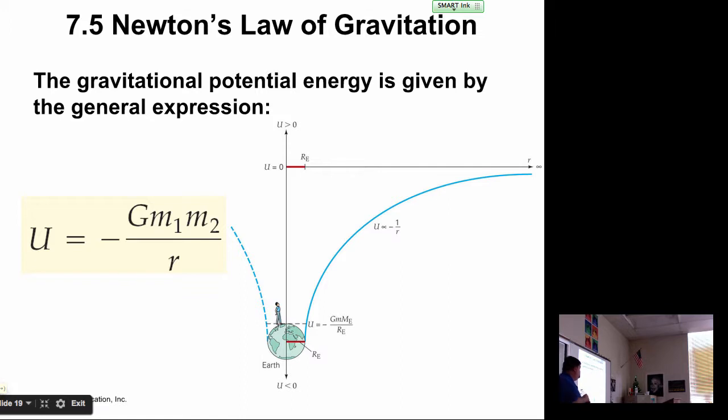Now that's important because you're going to do your homework on that. Now the potential energy is inversely proportional to the distance between the two objects.